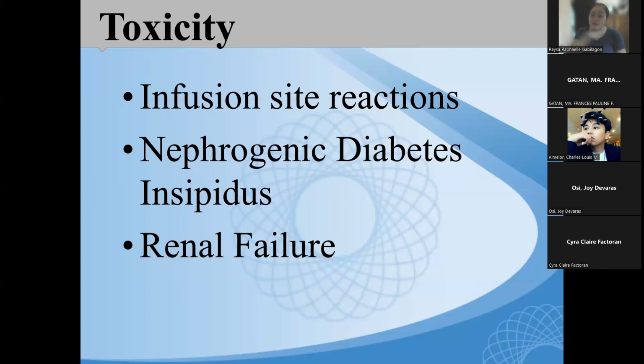That becomes a toxicity now of the SIAD, no? Ay, of the conivaptan, no? Kasi nga ininhibit natin yung receptor. Si antidiuretic hormone hindi na makakabind sa receptor niya. And these are found in the kidneys. Therefore, the patient may experience insensitivity to the ADH sa kidneys mismo. Kaya naging toxicity niya dyan si nephrogenic diabetes insipidus.